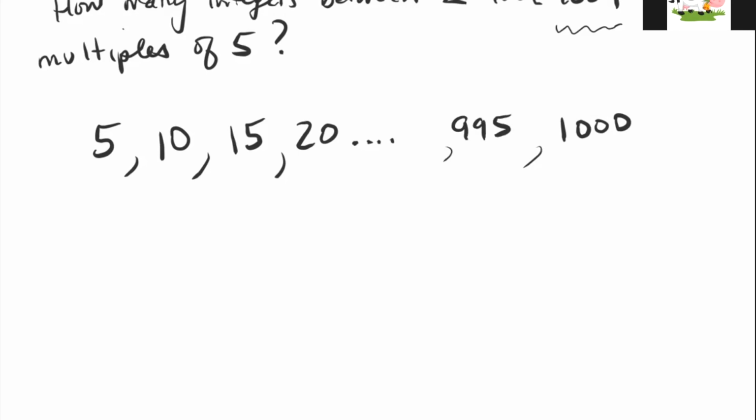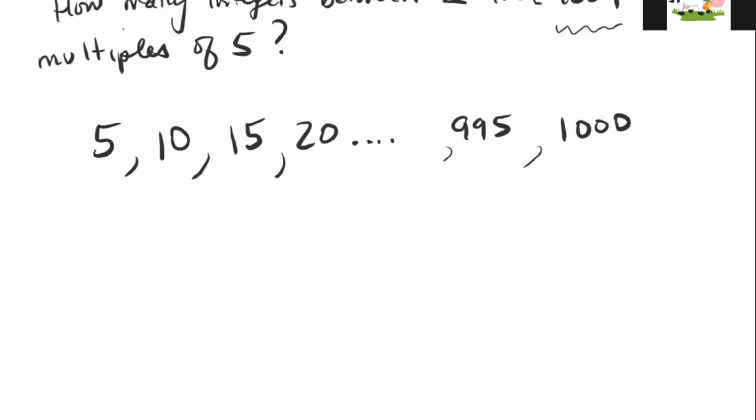It goes all the way up to 995 and 1000. So 1004 is not divisible by 5. 1000 is the highest. So I'm going to think, okay, how can I write these numbers in such a way that I can see what number they're multiplying by? I can factor out 5 from each of these numbers.